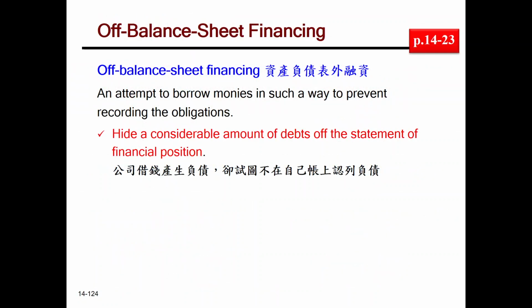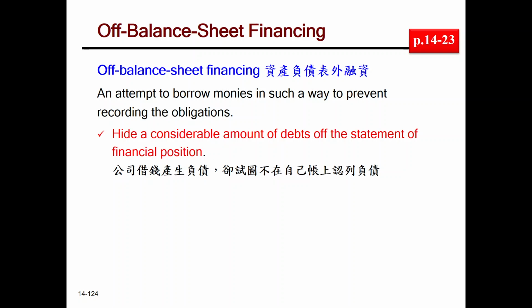One concept to tell you, now that we finished chapter 14. So you can go to page 124. The term is off-balance sheet financing, 资产负债表外融资. So what does it mean? It means your company needs the money.